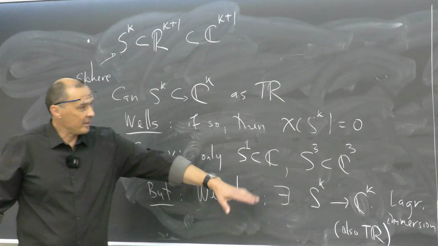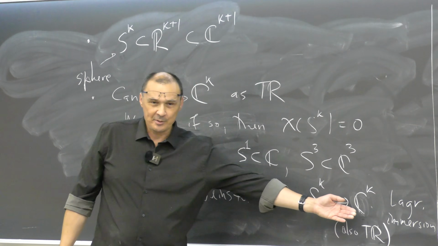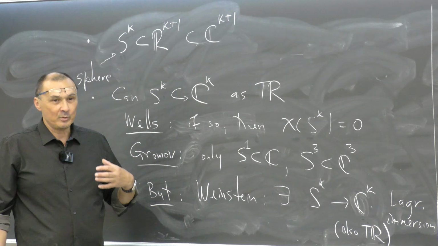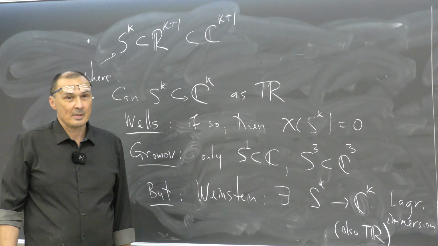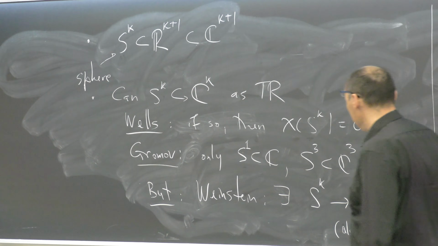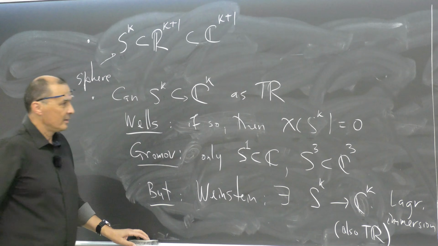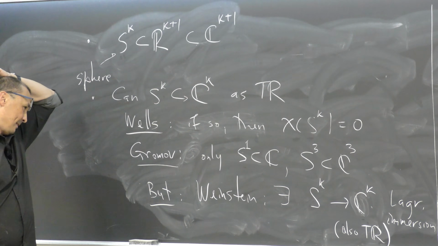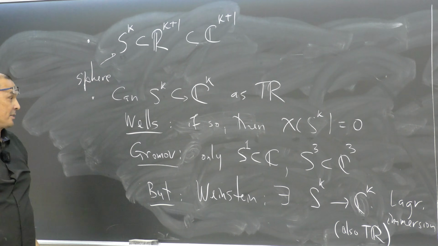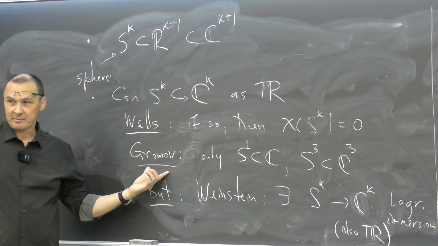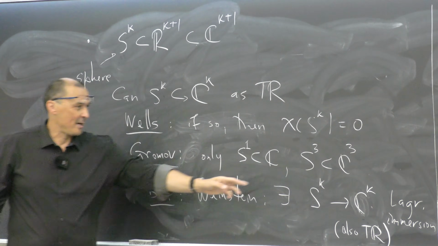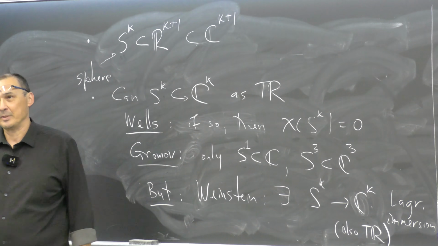So for every sphere, we have a totally real immersion into C^K, but only S1 and S3 admit totally real embedding. What's the key property of S3 that makes it possible? I don't know how to say this, but this is the application of Gromov's h-principle. I don't know why it works in this dimensional setting and then doesn't work in high dimensional settings.